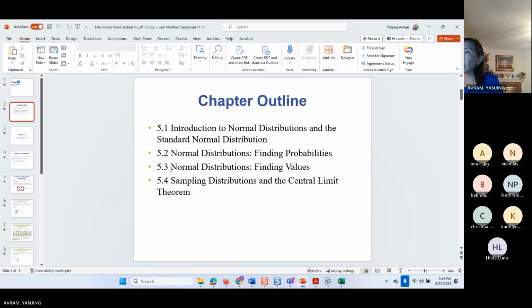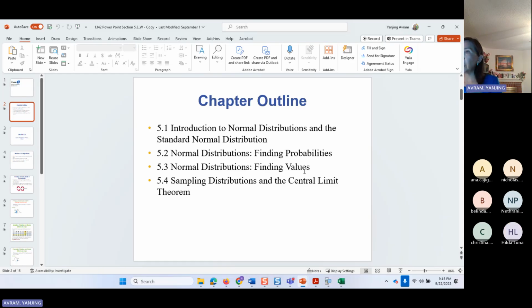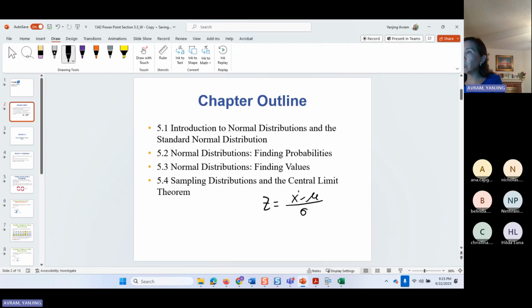So 5.3 is finding the data value. Basically, we're still using the same formula, right? We have a z-score equal to x minus mu over sigma. So if I'm giving you the x, the mu, and the sigma, you can find the z-score, okay? And then this section here is you want to find a value. So that means if I'm giving you the z-score, can you find the x value? The answer will be yes.